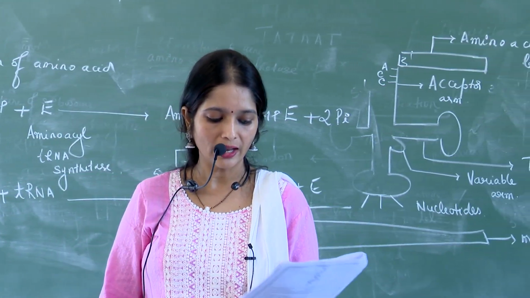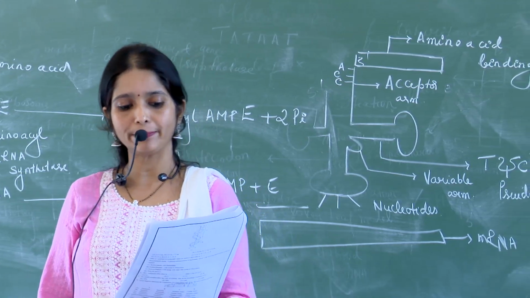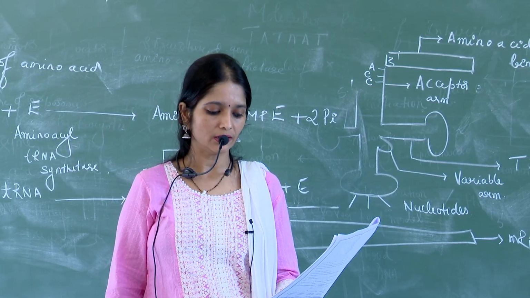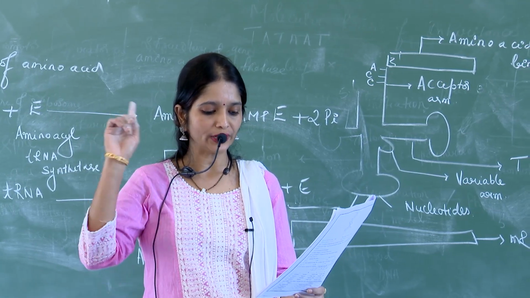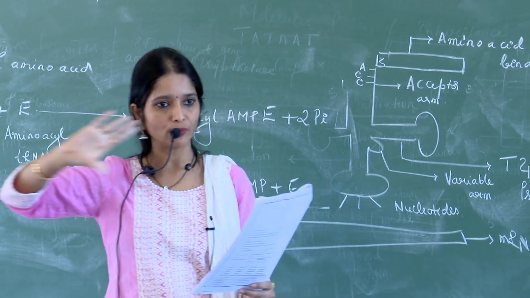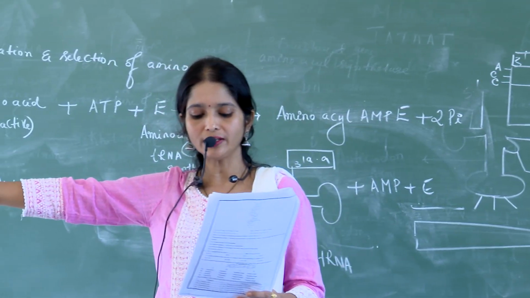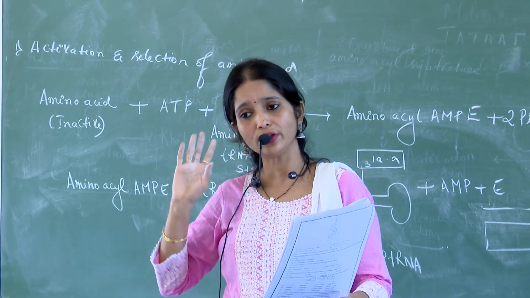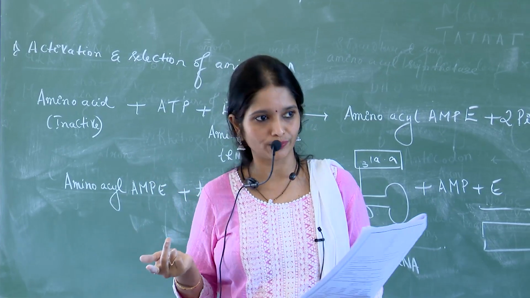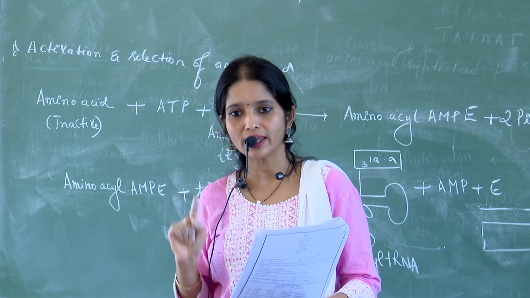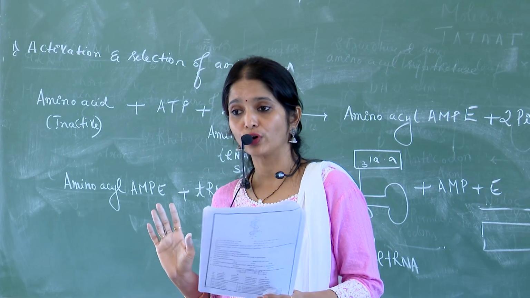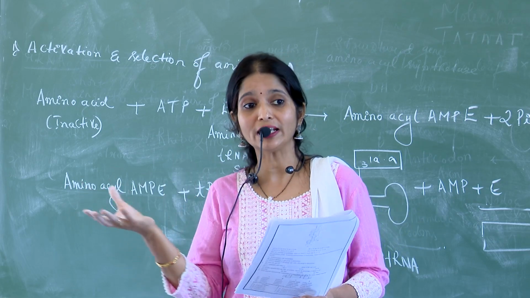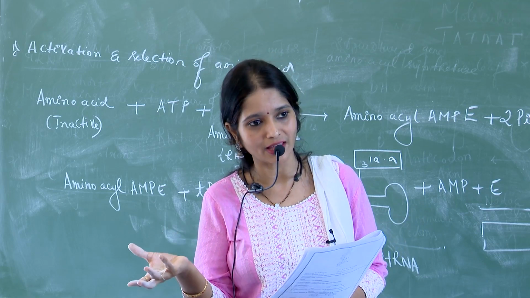Next question. What would happen if a gene coding a polypeptide of 50 amino acids has a mutation? There are 50 amino acids in it, right? But the 25th codon was UAU, and it mutated to UAA. UAA is what? A stop codon. So will the 25th amino acid be synthesized?